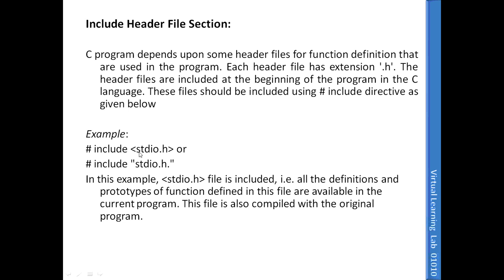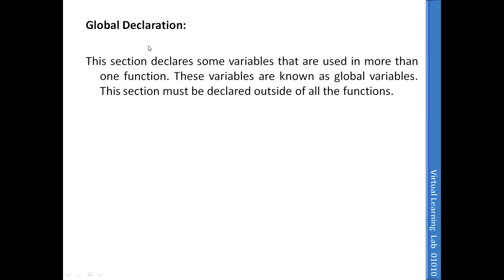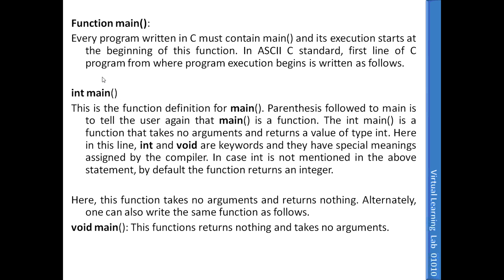Means if you want to use this stdio.h header file, we have to write like this: #include <stdio.h> or include in double quotes "stdio.h". Global declaration section is where you can declare global variables. We'll be seeing this declaration in subsequent sessions.